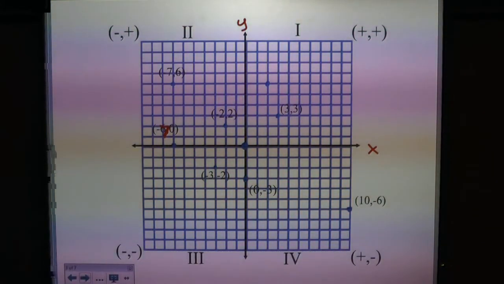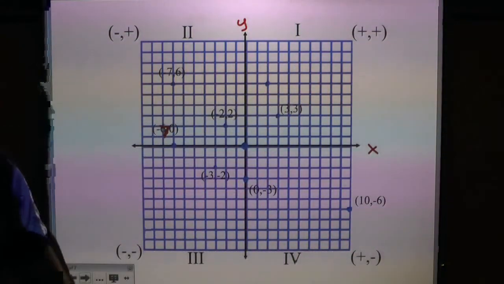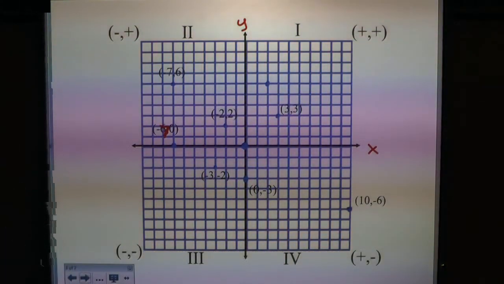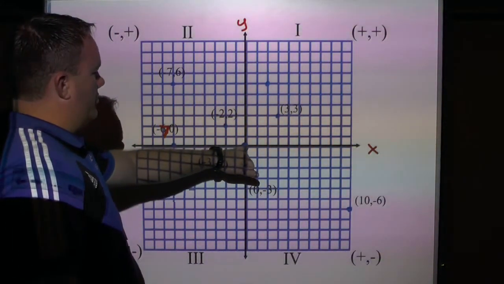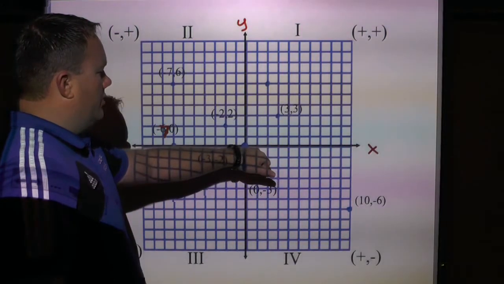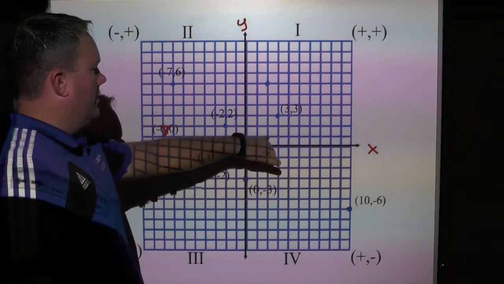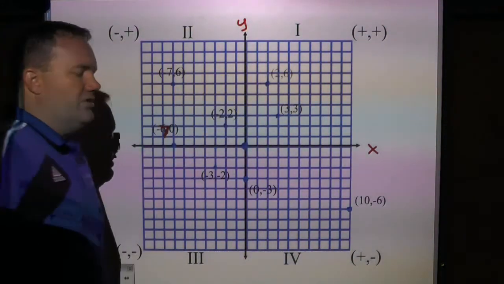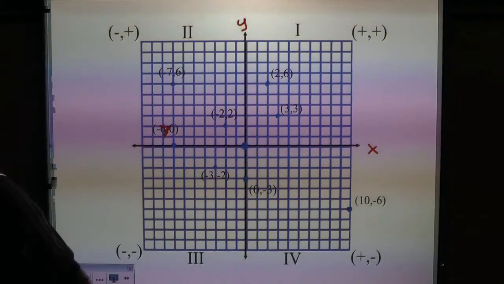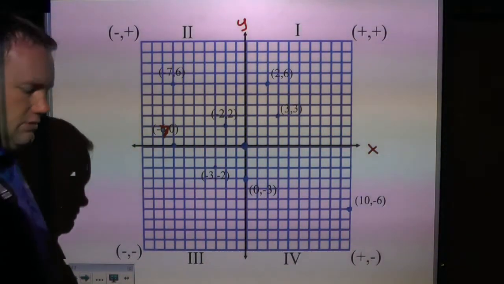Alright, let's move on to H. H is up here. H is in the first quadrant. So while doing this, you should notice that both points should be positive. Alright, so from the origin, x coordinate 2 units to the right, so your x coordinate should be a positive 2, then up 1, 2, 3, 4, 5, 6. So your y coordinate should be a positive 6. So you end up with the point 2, 6.